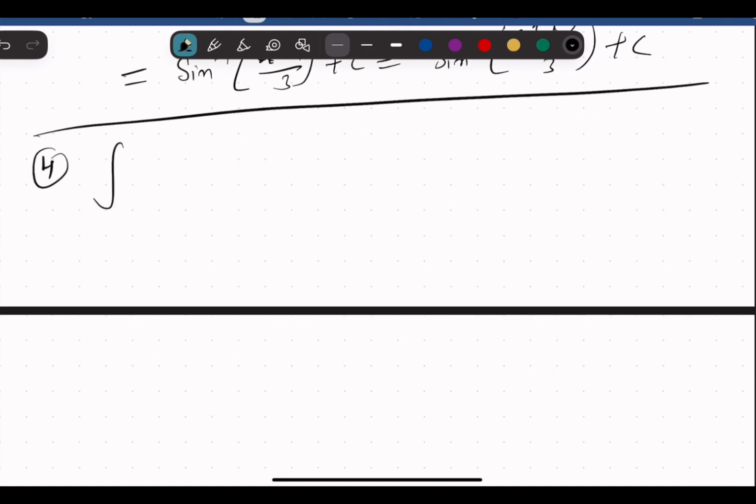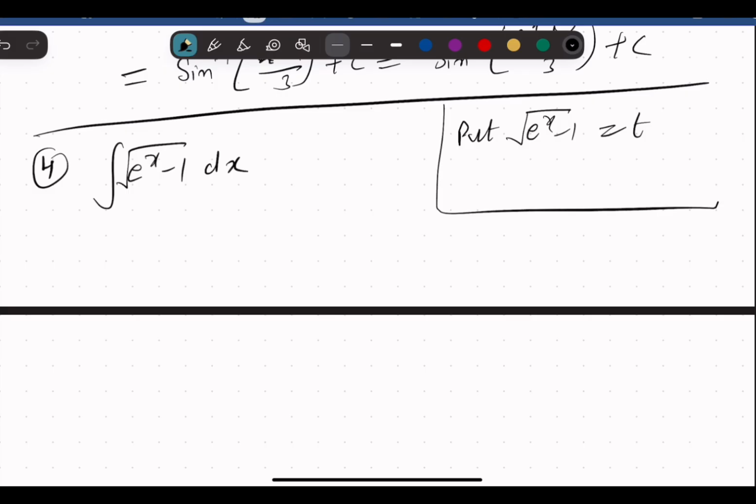Rest you can do yourself. e power x minus 1. There are 2 ways to do this one. I already made a video based on a square root. If you have a square root, first your job is to remove this square root. If you cannot remove it, then you can put e power x minus 1 under the square root equal to something. You can do that way. This is the first way of doing this question.